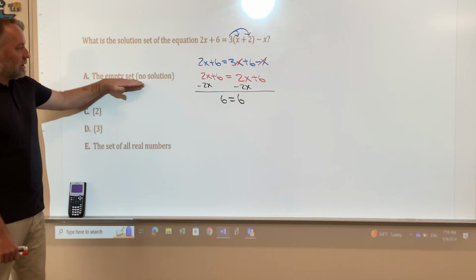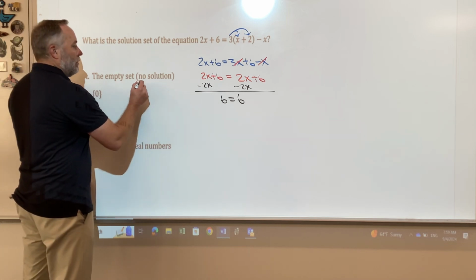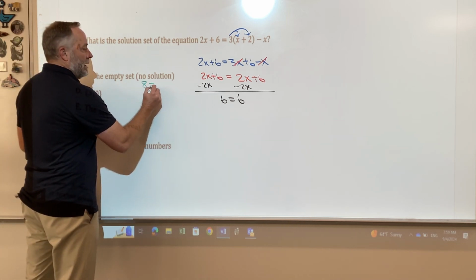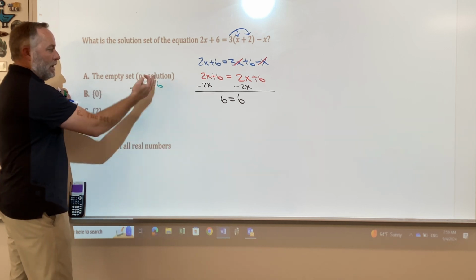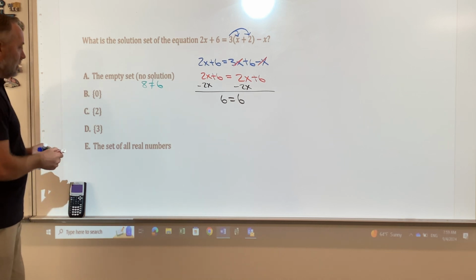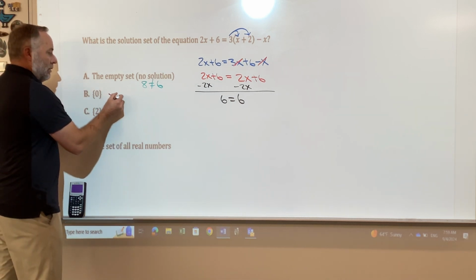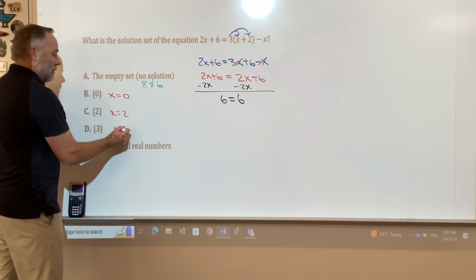If the solution was no solution, it would look something like a value. Let's say it was 8 equals 6. Well, that's never true. And so since that's never true, you would have no solution. Okay? And then these 3 would just be, right, we'd get down to a value that said x equals 0, or x equals 2, x equals 3.